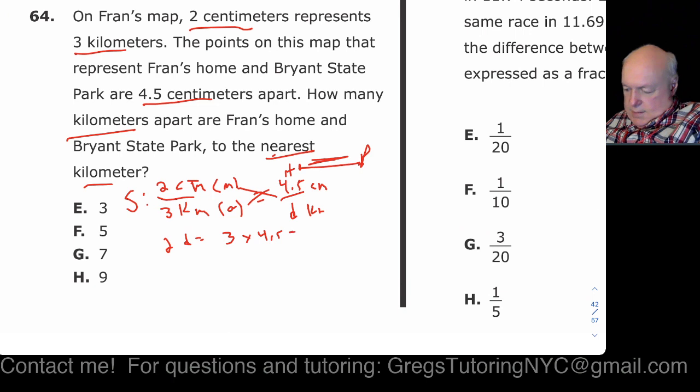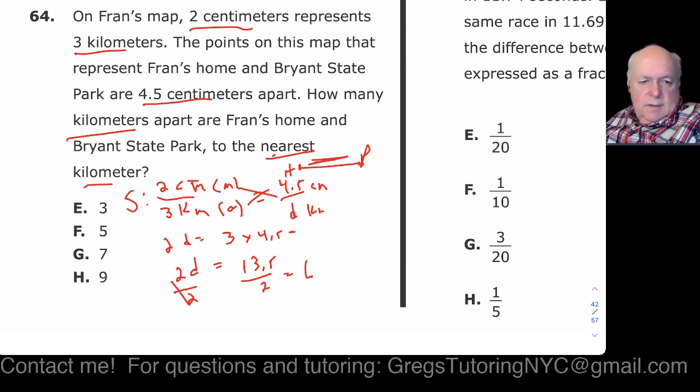So we get 2D equals 4.5 times 3. You can go on the side and do it. 4 times 3 is 12, and then 3 times a half is 1.5. So we get 13.5. And at this point, we divide both sides by 2. That cancels out. Divide this side by 2, and what do we get? 6.75.